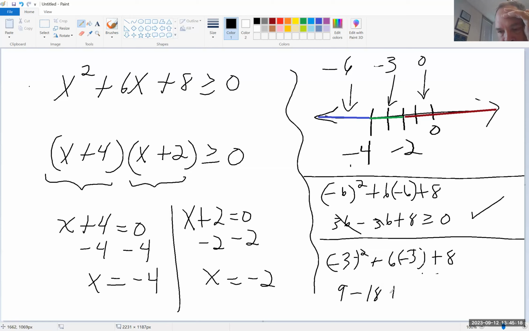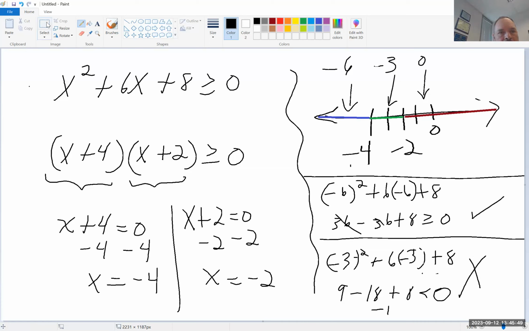So it's 9 minus 18 plus 8. This is 9 plus 8 is 17. So this is less than 0. It actually turns out to be a -1. And so this does not check out.